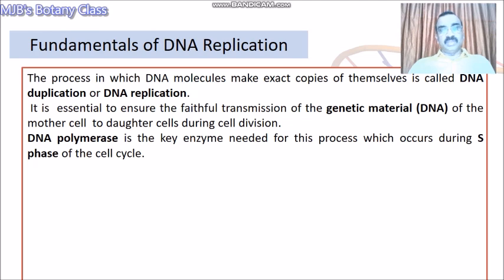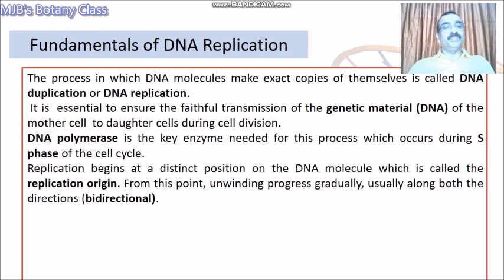Replication is again an enzymatic process. Many enzymes are needed to complete this process, but DNA polymerase is the key enzyme required. And also know that this process takes place during the S or the synthetic phase of the cell cycle. Please recollect, the cell cycle is divided into two phases, the mitotic phase and the resting phase or interphase. The resting phase is again divided into G1, S and G2. The S, synthetic phase is characterized by the process of DNA duplication or replication.